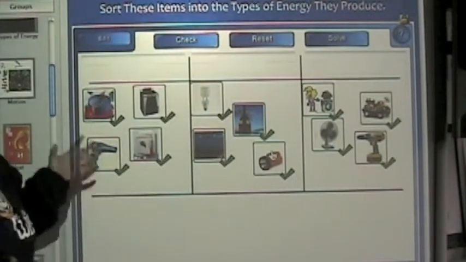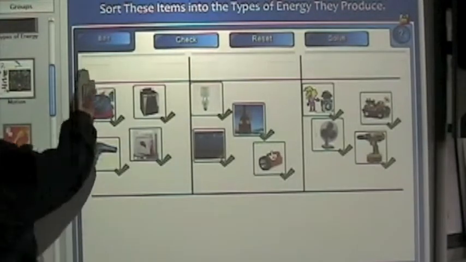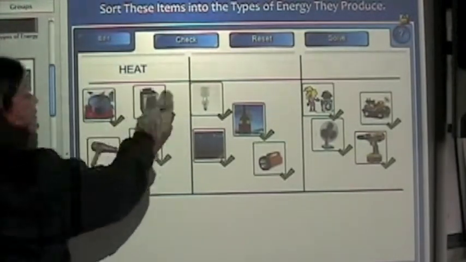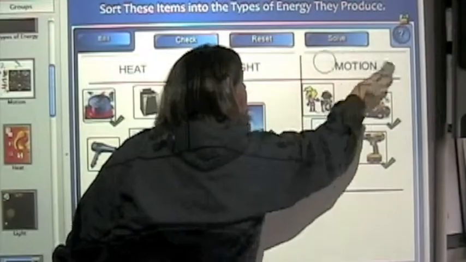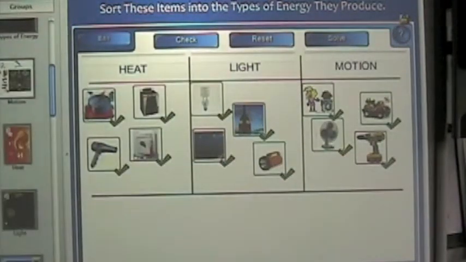what three ways can electrical energy be produced in the home? And they would say heat. These are all examples of heat. These are all examples of light. And these are all examples of motion.